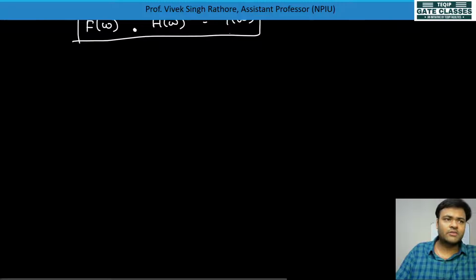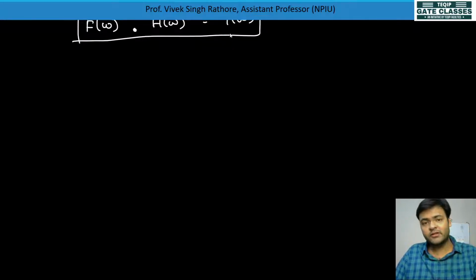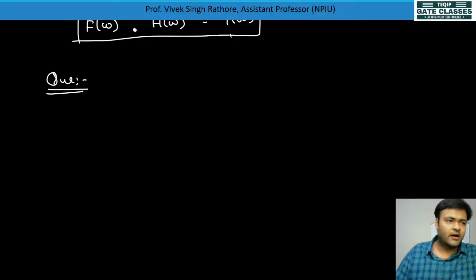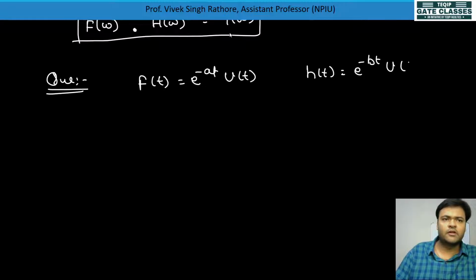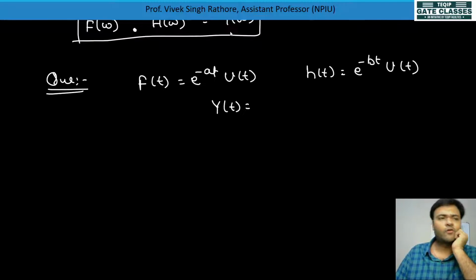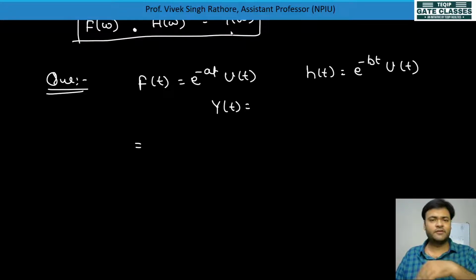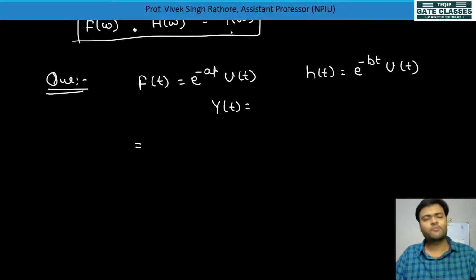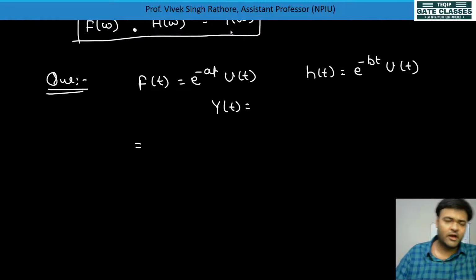So let's try our sum which we calculated earlier by the long method, and now see the shortest method. Like earlier, let's suppose f of t was e to the power minus at u of t, and let's suppose the impulse response was e to the power minus bt u of t. Now you have been asked to calculate y of t. We can do Fourier convolution with this. The convolution property you already know: integral of f of tau h of t minus tau d tau. You have already calculated this from this mathematical expression in module 2. But now we are seeing the convolution property.